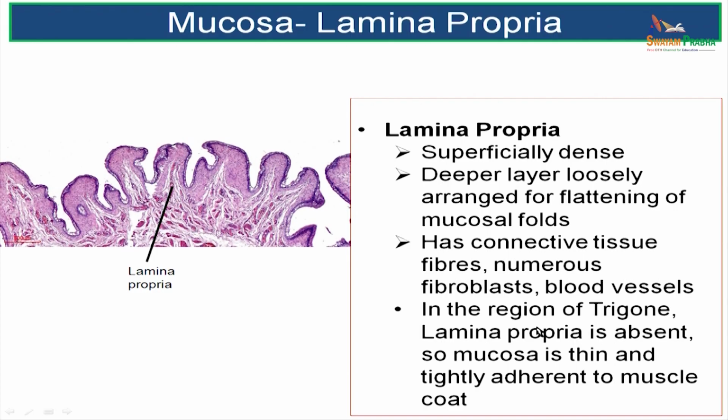Please note, as I have already mentioned, in the region of trigone, lamina propria is absent. So, the mucosa is very thin and it is tightly adherent to the muscle coat. That is the significance of the area of trigone, where the mucosa is thin because of the absence of lamina propria and is tightly adherent to the muscle coat.